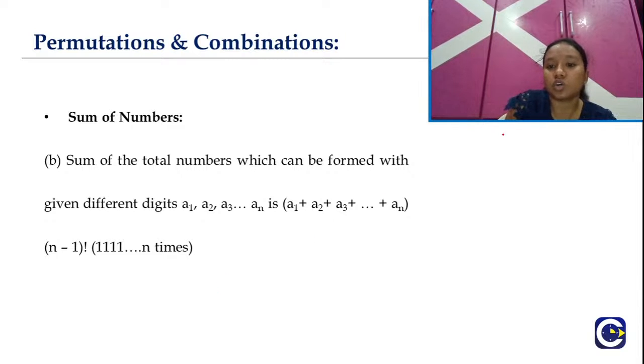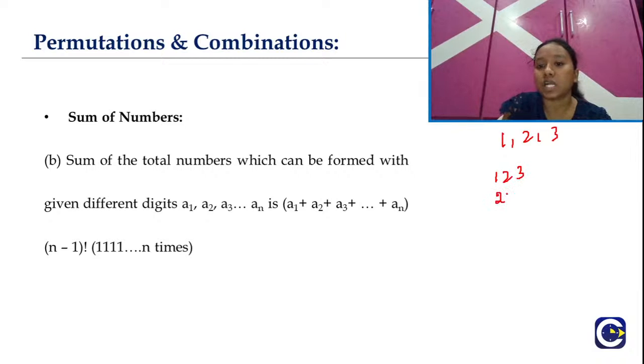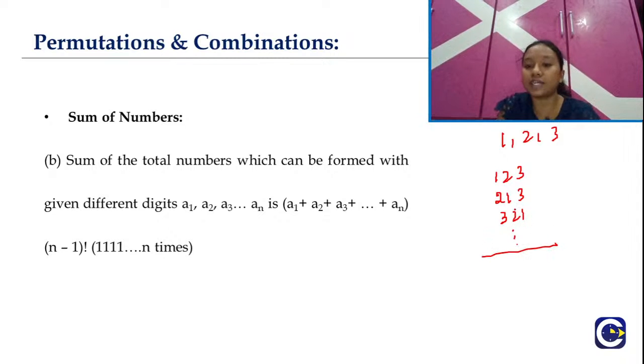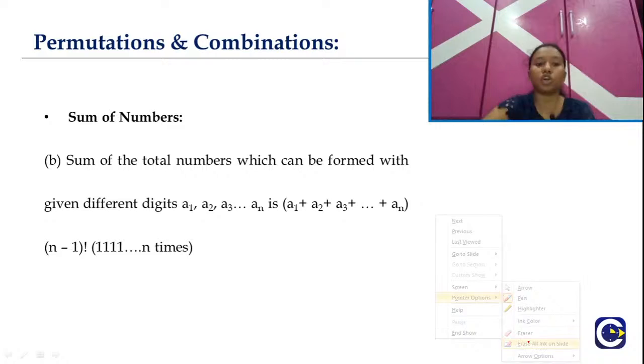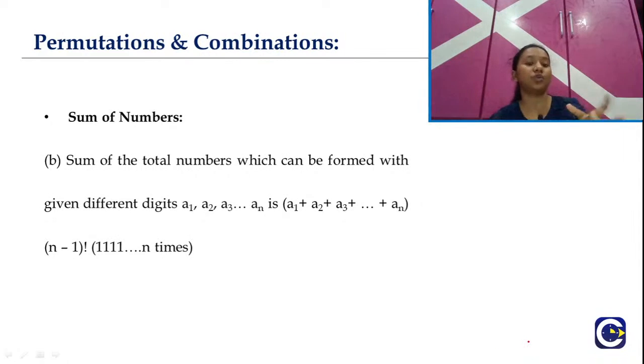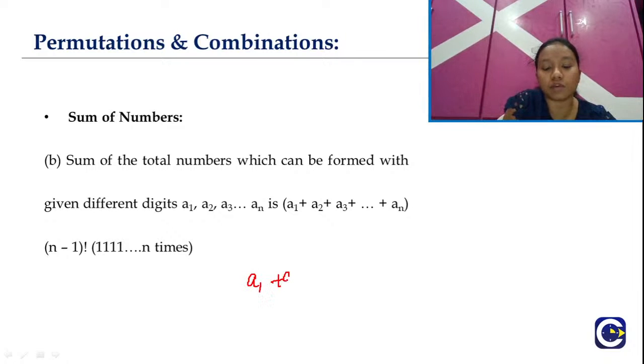So if we take 1, 2, 3, the possible 3-digit numbers are 123, 213, 321, something like this. Likewise, the sum of the total numbers is what they are asking. So this sum they are talking about is of all the entire numbers, not only digits. Here in this case, we are doing the sum of the total numbers. That is given by the same typical thing: the sum of the digits first into n minus 1 factorial. The second is the same as the previous one.